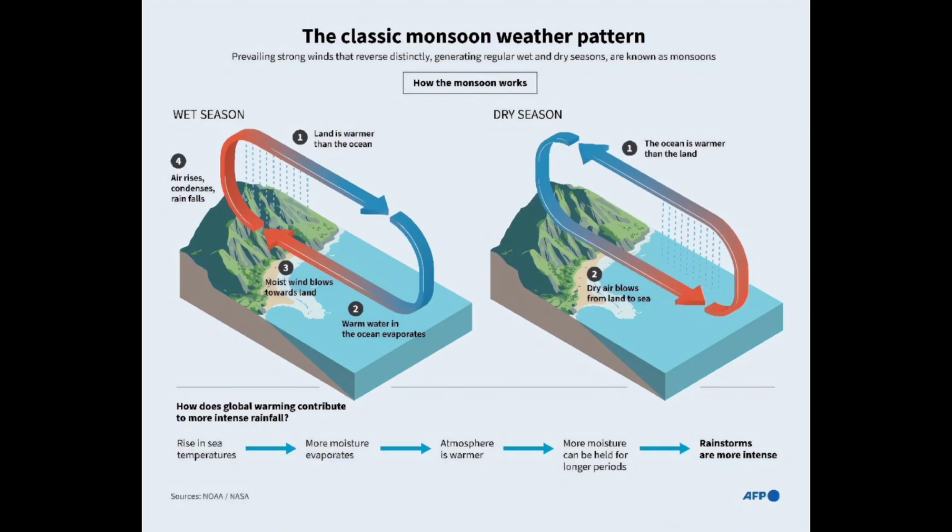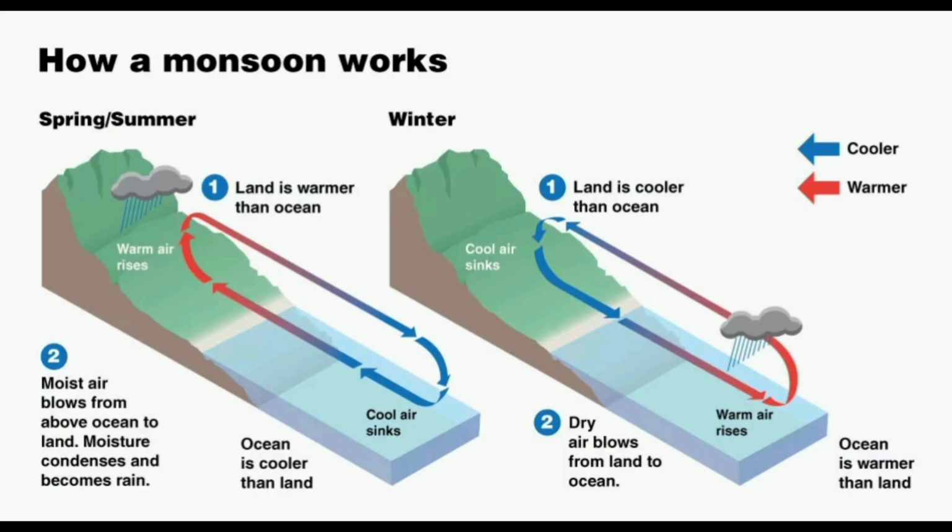The Indian monsoon is a complex weather system driven by several interconnected factors, that is differential heating. The land heats and cools faster than the sea. In summer, the Indian landmass gets very hot, creating a low pressure area. The surrounding seas remain cooler, maintaining high pressure. This pressure difference pulls moisture-laden wind from the sea towards the land.